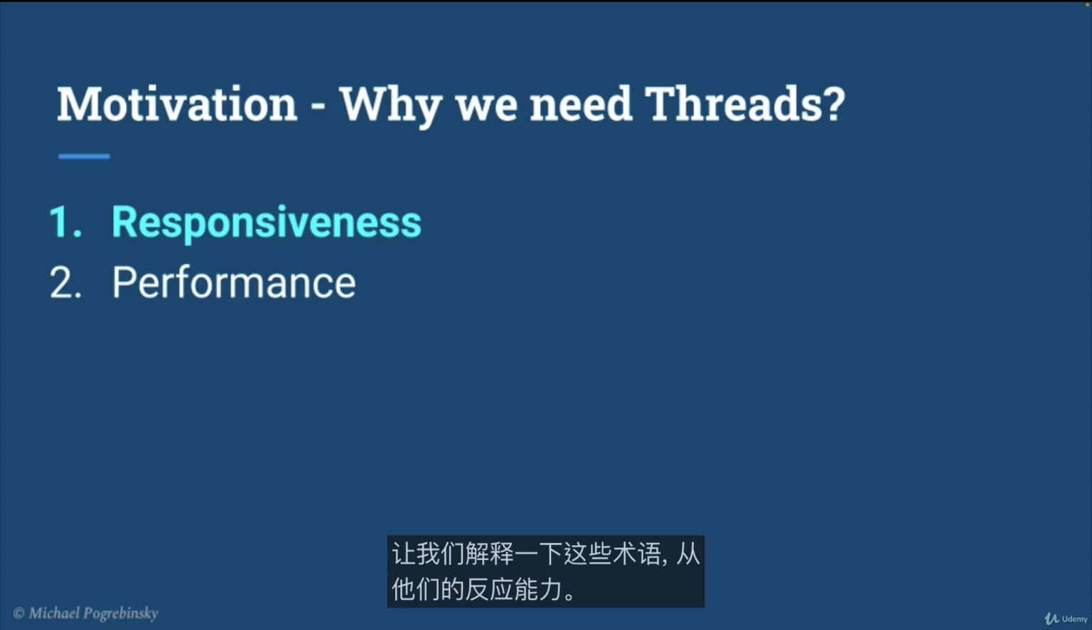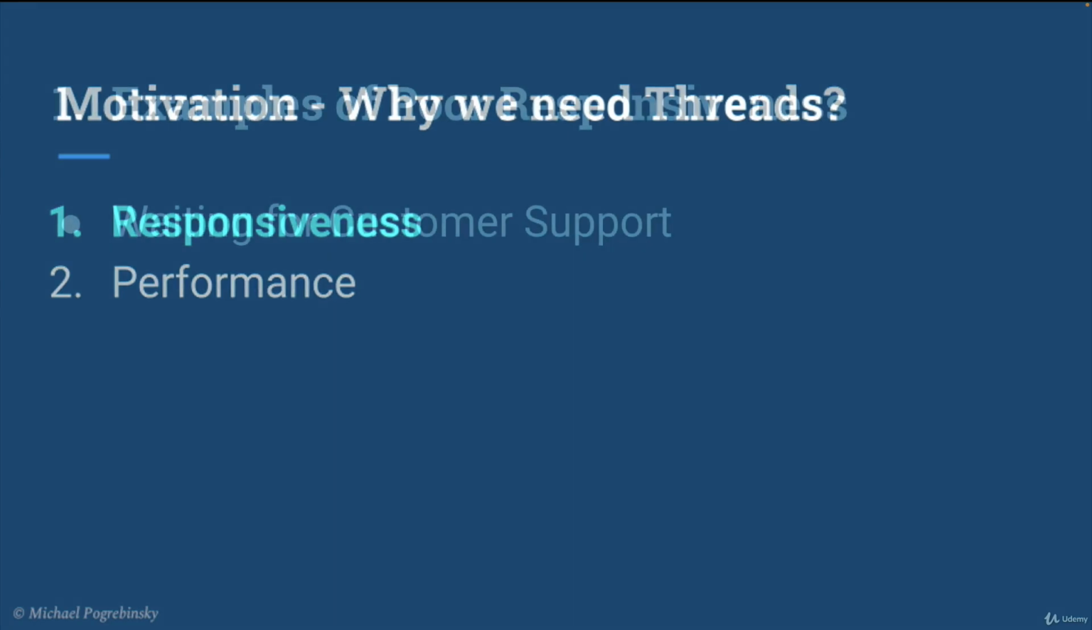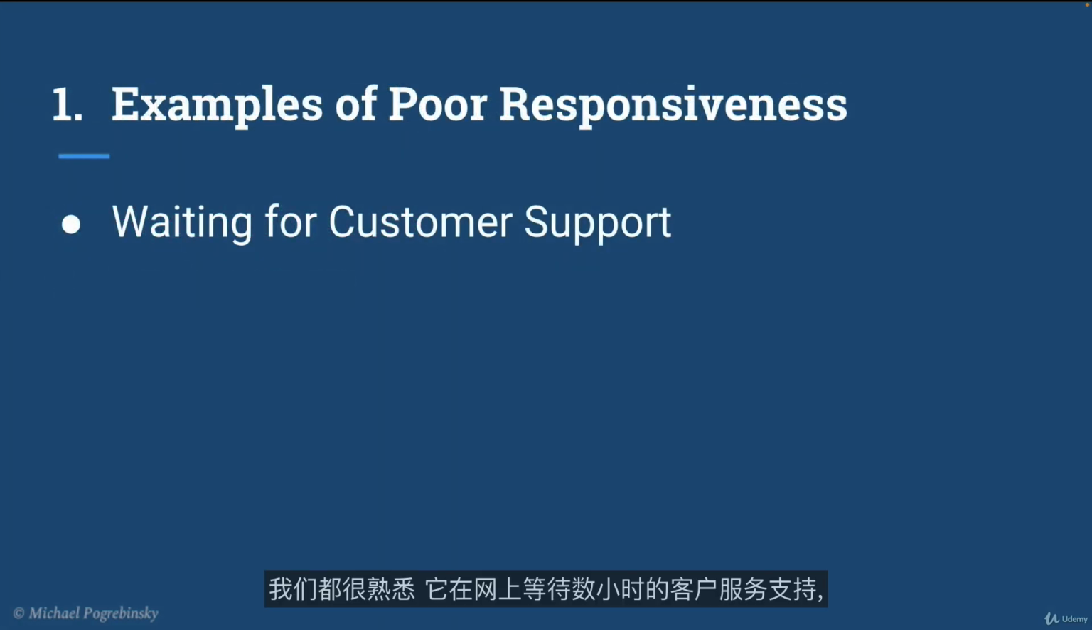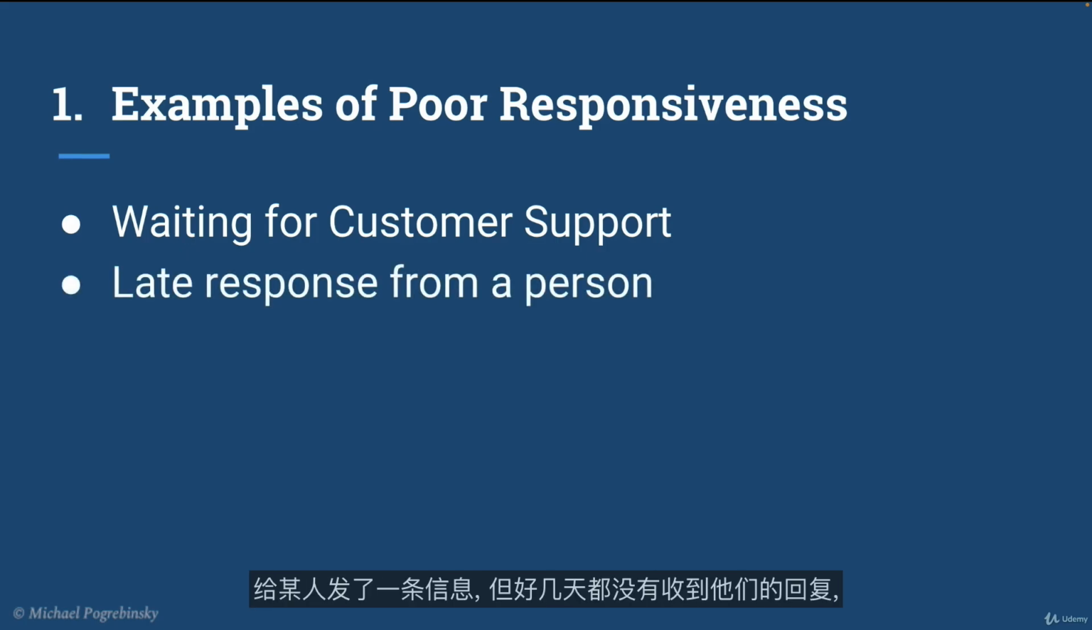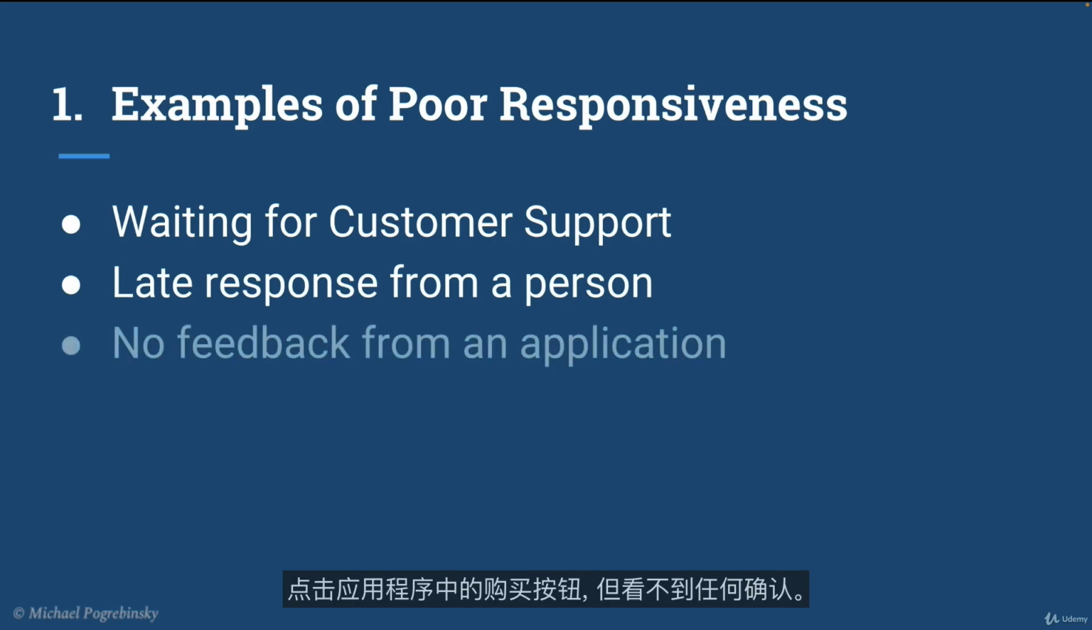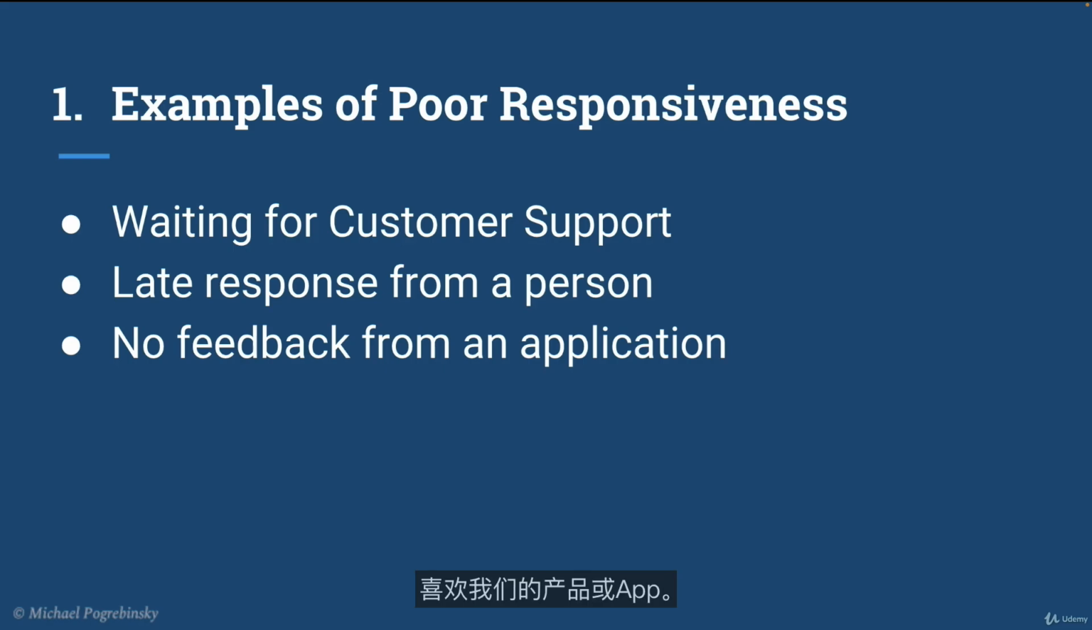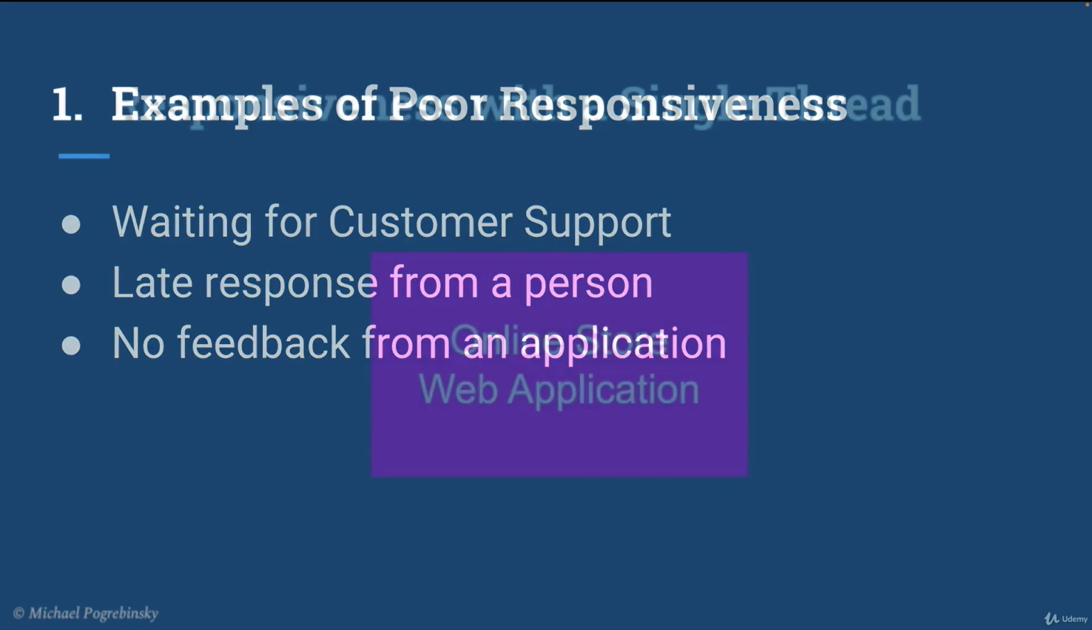Let's explain these terms, starting with the responsiveness. We're all familiar with how frustrating it is waiting for hours on the line for customer service support, sending a message to somebody and not hearing back from them for multiple days, or clicking on the purchase button in an app and not seeing any confirmation. Those are all examples of poor responsiveness, which we would like to avoid if we want our clients to like our product or our app.